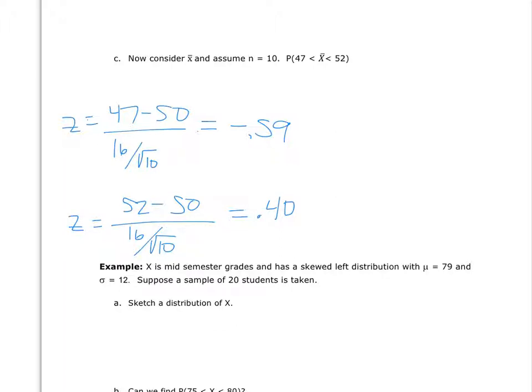Find that probability then is the probability that z is between negative 0.59 and 0.4. So we take from our online tool, we get 0.6554 minus 0.2776. So probability is 0.3778. Okay, so like you would expect, it's higher.